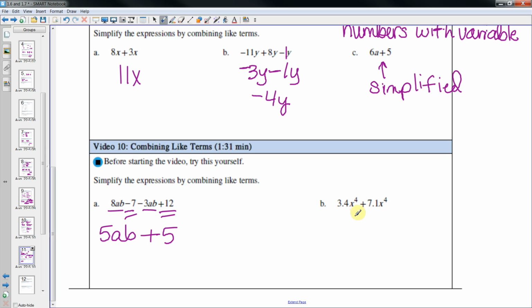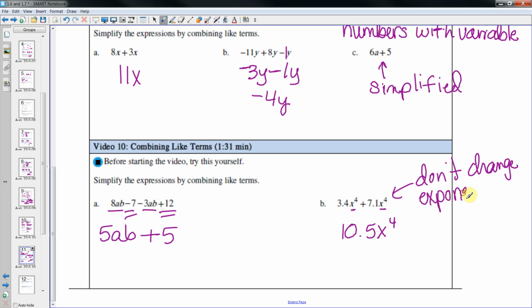So looking at the next one, these are like terms because they both have x to the 4th. So I just add the numbers in front. 3.4 plus 7.1 gives me 10.5x to the 4th. Here's a side note. Don't change your exponent when we add. We're going to do a whole chapter on exponents and exponent rules. But when we're combining like terms, you do not fool with the exponent at all. You're just combining the numbers in front.